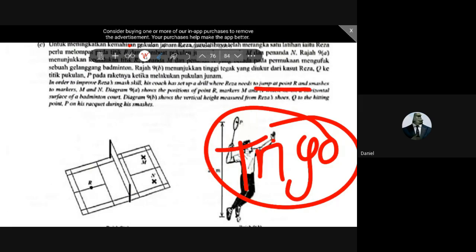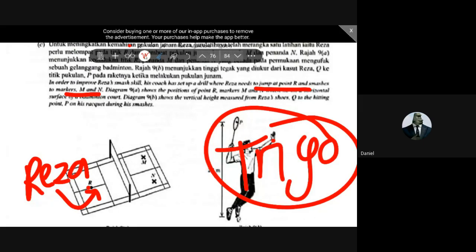Reza needs to jump at point R and smash to two markers M dan N. So boleh picture tak? You need to imagine Reza is here kat M. Sekarang main badminton tahu situasi harian. We use daily life situation. So position R, marker M and N. So okay. So apa bentuk yang kamu boleh lihat kat sini? What shape can you form from these 3 points? Can anyone tell me?